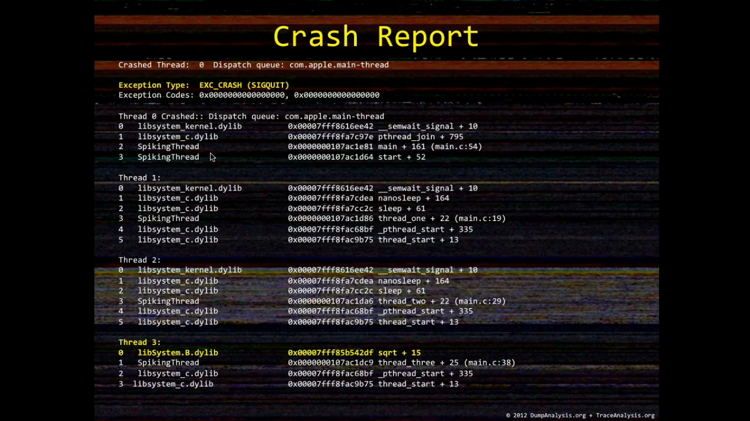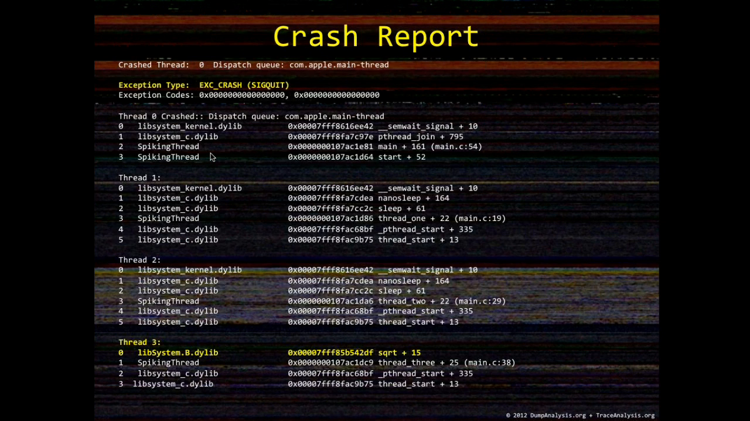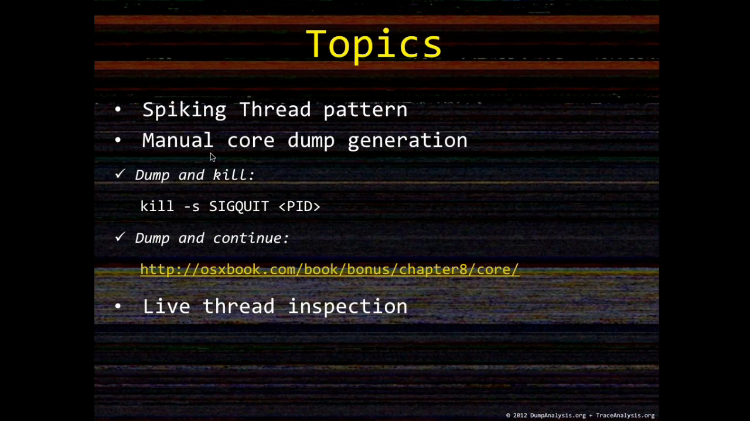So this is all that I wanted to show you for this spiking thread pattern and how to attach and generate a core dump. The kill that sends a quit signal kills the process, but there is a good article I found from the famous OS X internals book that provides some source code for an application that can dump but doesn't kill the process.